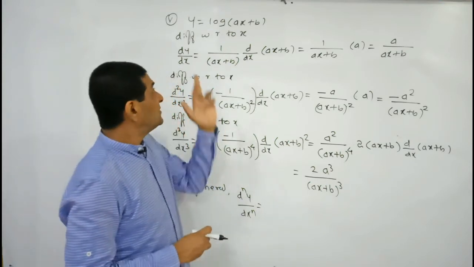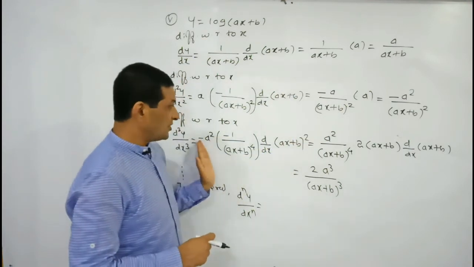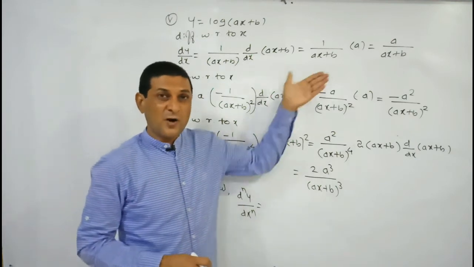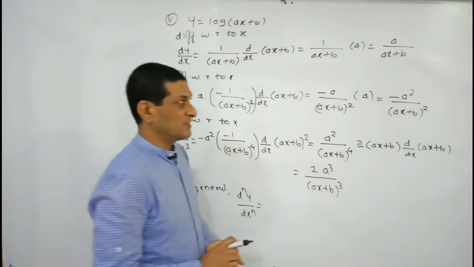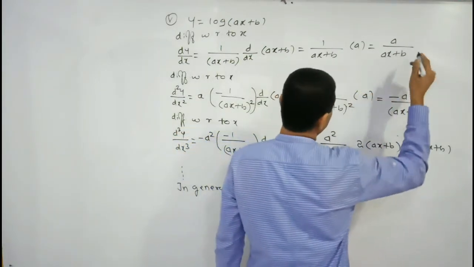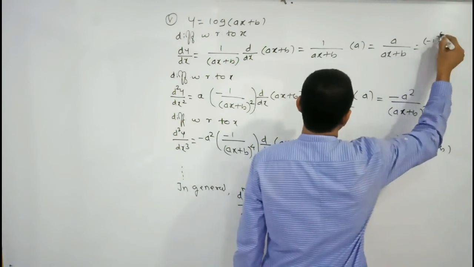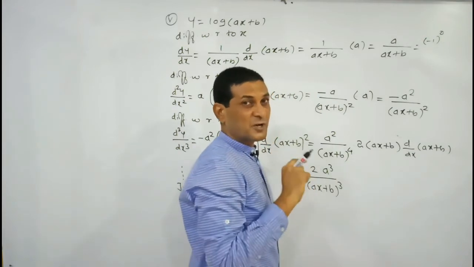Now here we can easily observe that the first order derivative is positive, the second is negative, the third is positive. Means the derivatives are positive, negative, positive, negative. So first let us try to arrange these terms. Here the first term is positive, so can I write it as minus 1 raised to power 0? Any number raised to power 0 is 1. Isn't it? Any number raised to power 0 is 1.